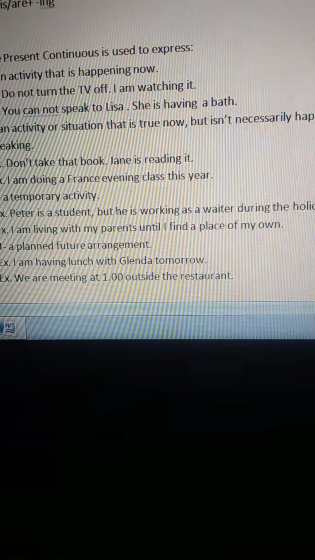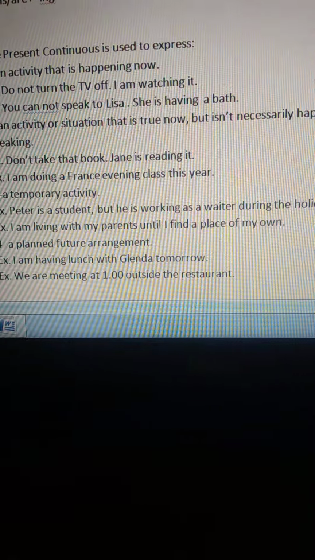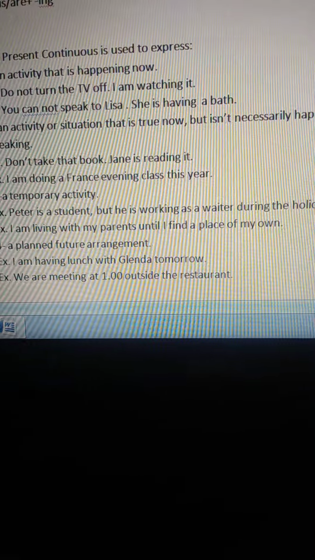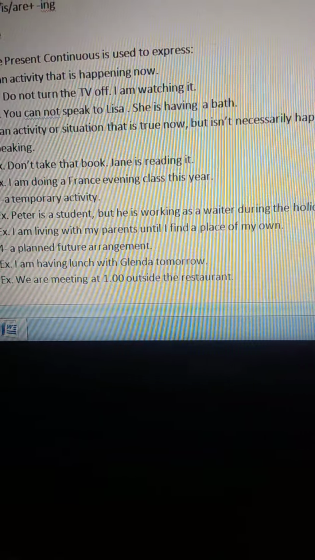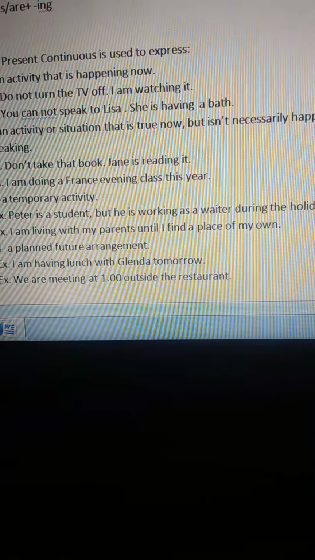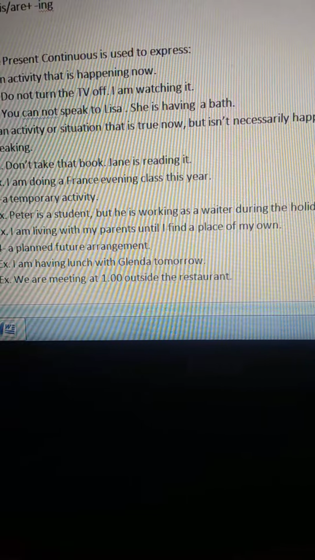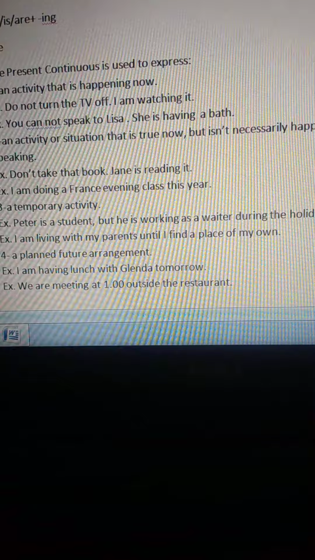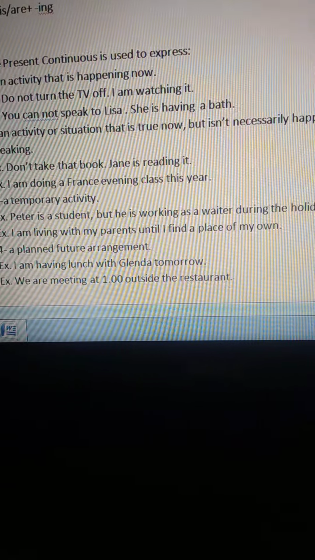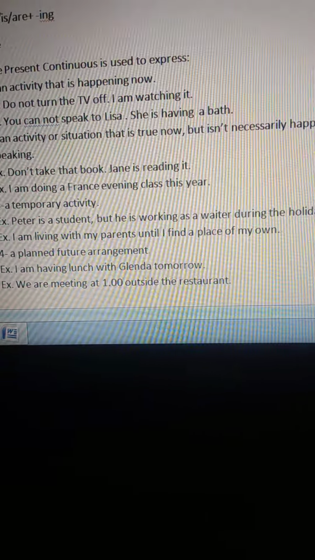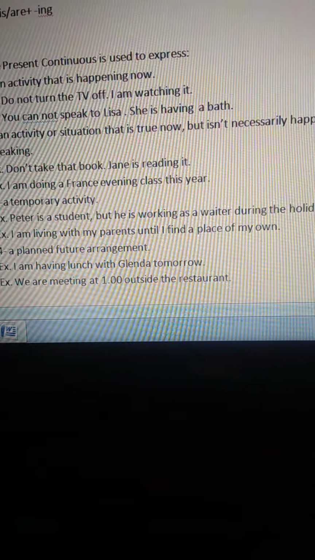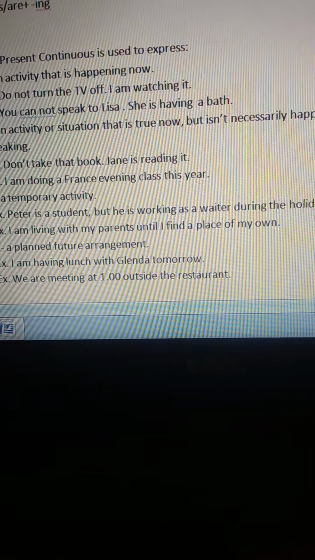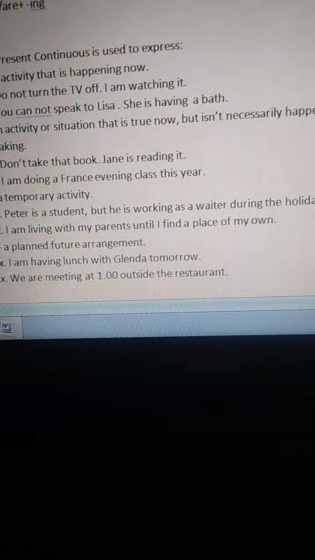The grammatical structure of the sentence: Jane is reading it. Subject plus auxiliary verb plus verb plus ing. Jane refers to the subject, is refers to the auxiliary verb, reading refers to the verb.